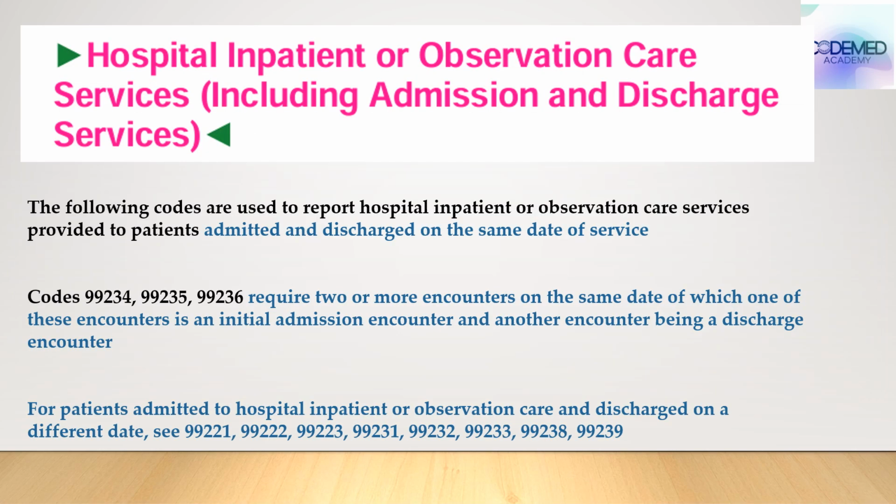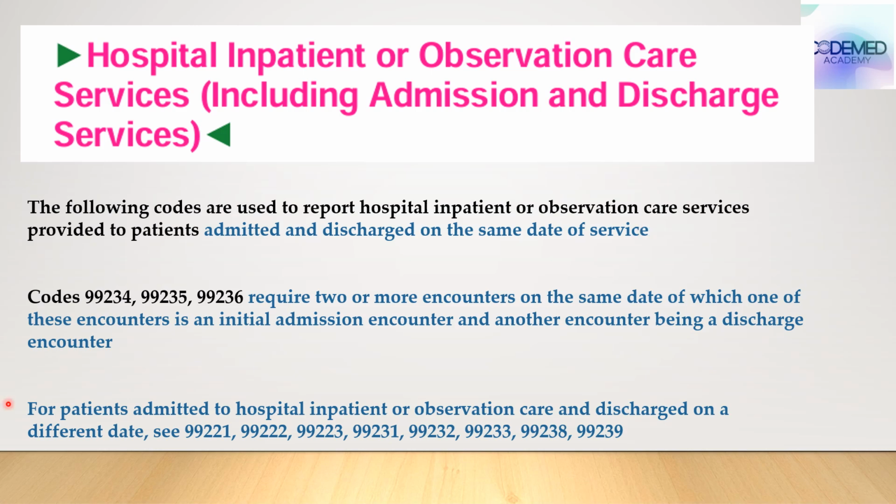So now the next slide is hospital inpatient or observation care services, including admission and discharge services. What does it mean? So we have the codes 99234, 99235 and 99236. These are the codes we will use in this scenario. What is this scenario? The following codes are used to report the hospital inpatient or observation care services provided to the patient admitted and discharged on the same date of service. So on the same date, admission also happened and discharge also happened.